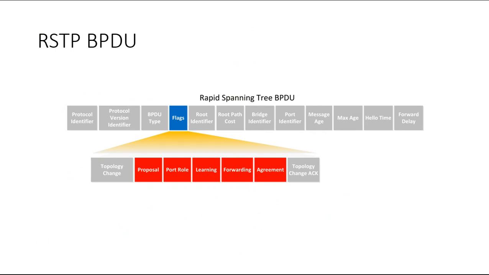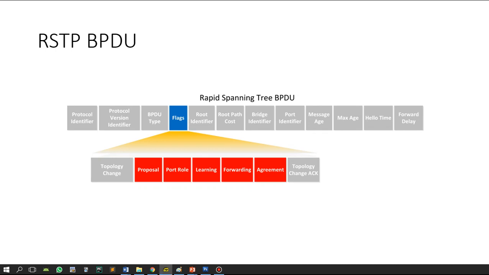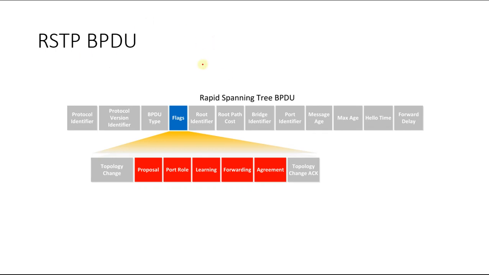Okay, in this slide we will cover the RSTP BPDU. The BPDU is different from classic spanning tree. In the classic spanning tree, the flag field only had 2 bits in use: topology change and topology change acknowledgement. In RSTP, all bits of the flag field are now used.